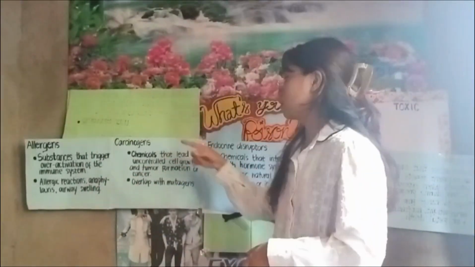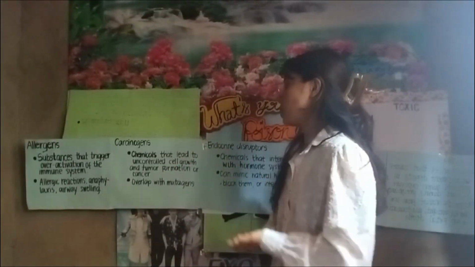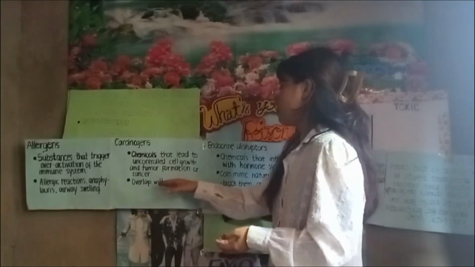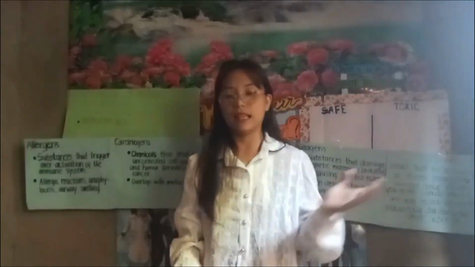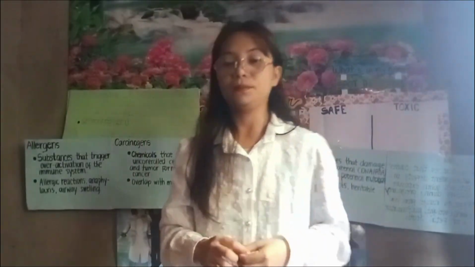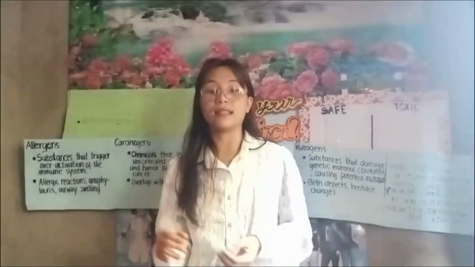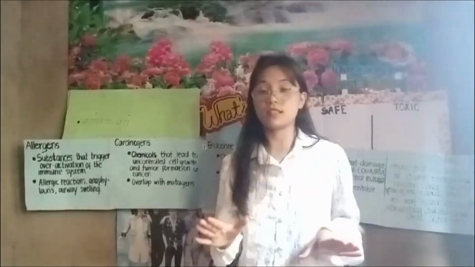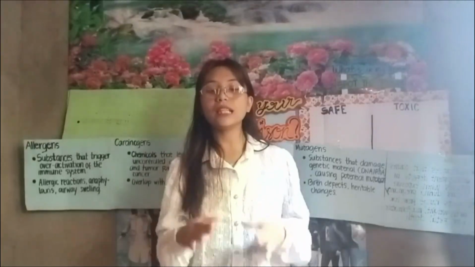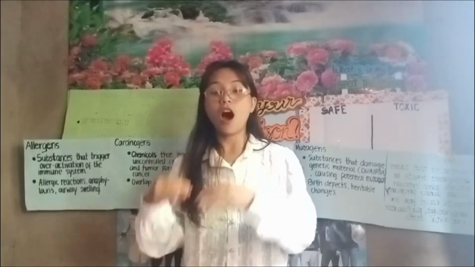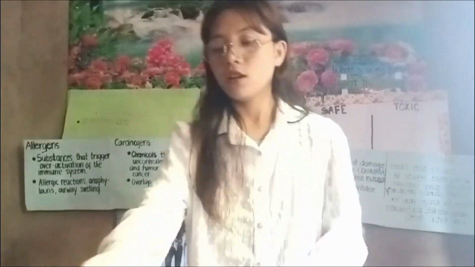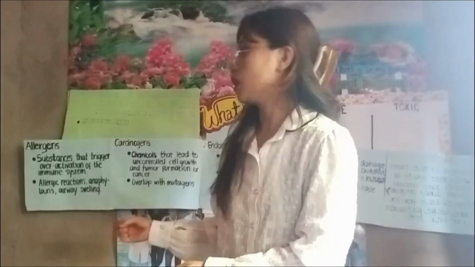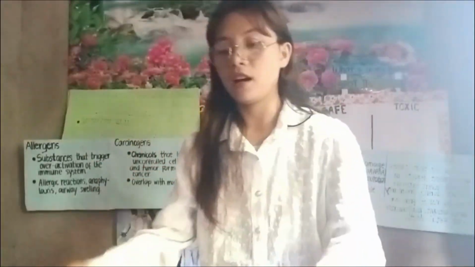Now, moving on, let's have the carcinogens. Carcinogens are chemicals that lead to uncontrolled cell growth and tumor formation, or cancer. It overlaps with mutagens, which we will discuss later. Unlike acutely toxic substances that cause immediate severe damage or death at high doses, most carcinogens are chronically toxic. Their harmful effects typically manifest only after repeated or long-duration exposure, often with a latency period of many years. So if we are exposed to it for a longer period of time, that's when the effects of the carcinogen become evident.